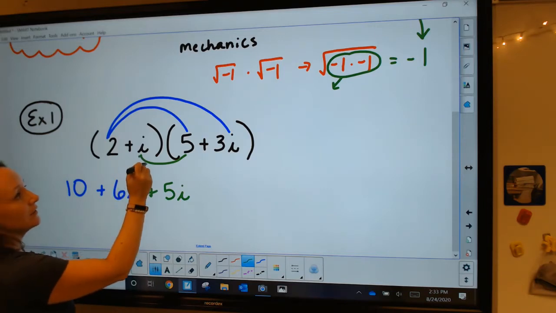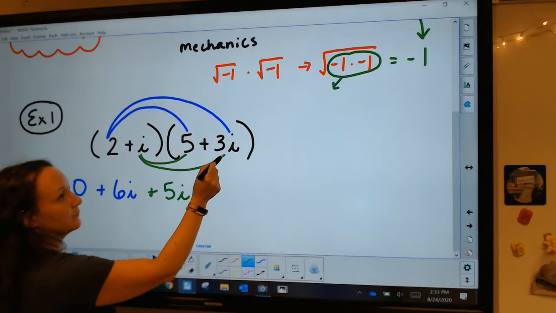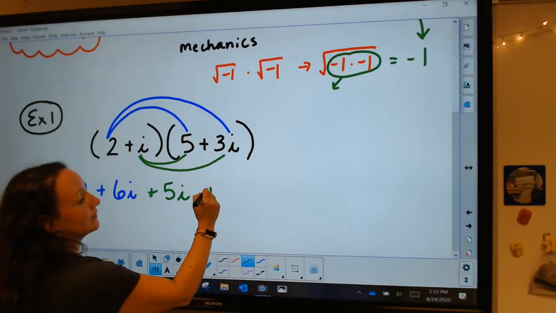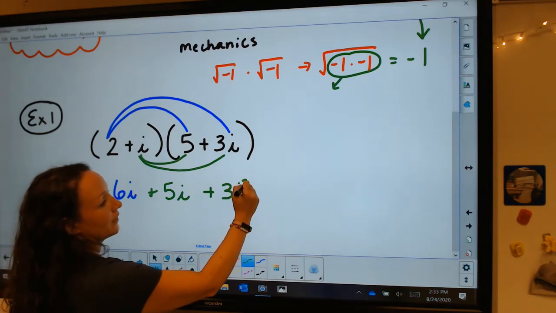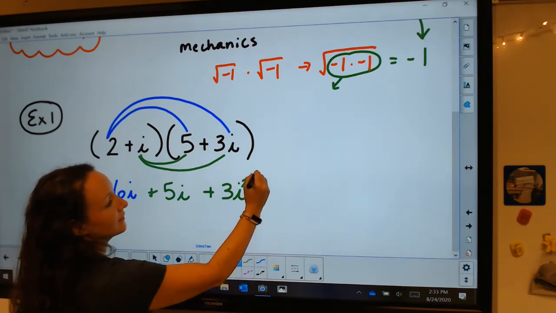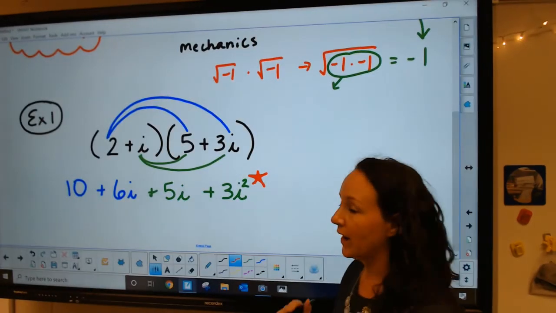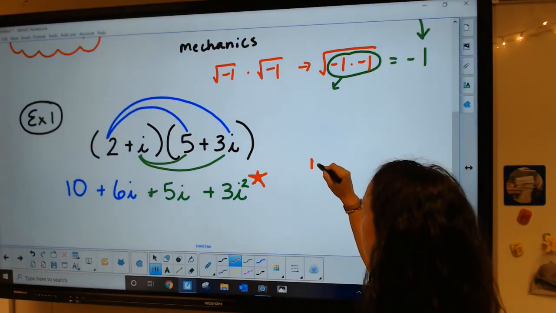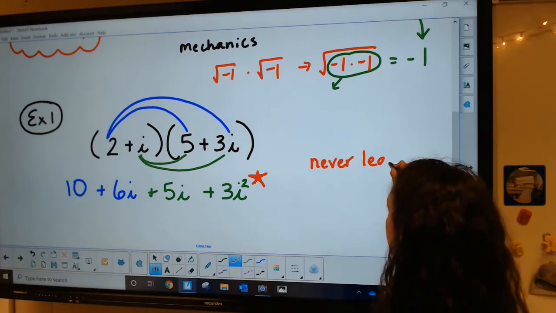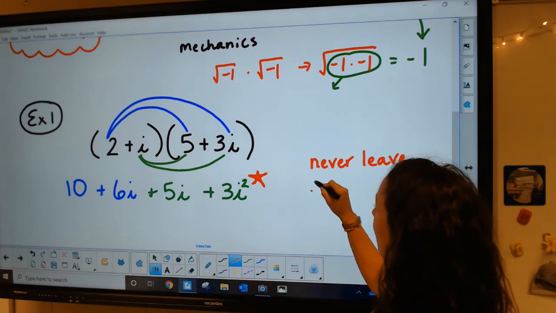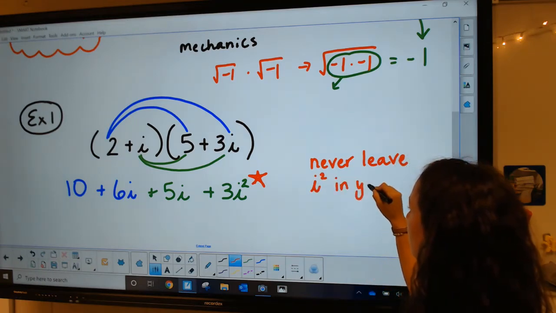And now here is the important part. So I've got I times 3I is going to be 3I squared. And I'm going to put a star on that because you'll never have an I squared in your answer. Never leave I squared in your answer.